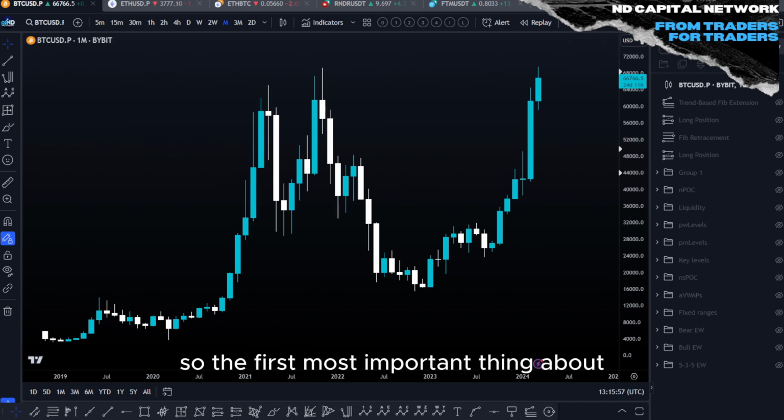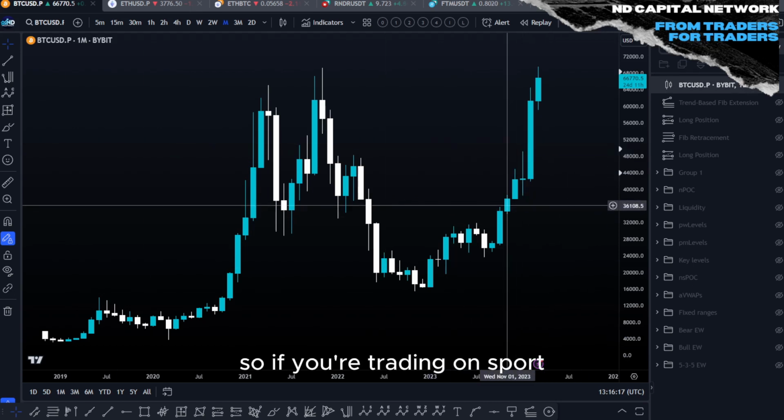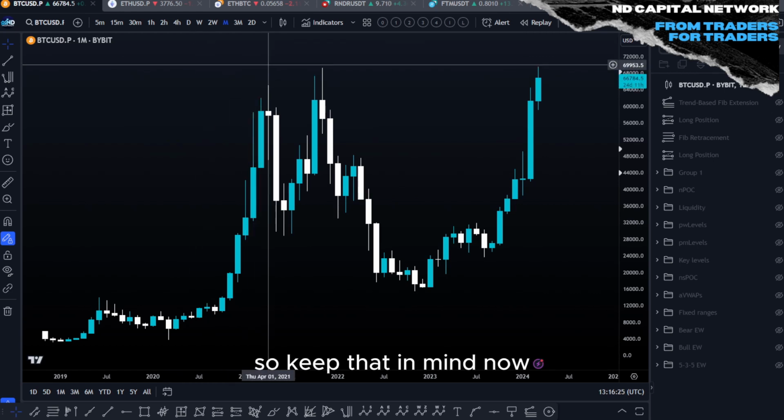The first most important thing about the bull market is that there's a lot of volatility, especially on altcoins. You can see on a daily basis 10, 15, 20, 30% moves just day-to-day. So the most important aspect of a bull market is actually volatility. If you're trading on spot, just be careful to not get caught off guard. So keep that in mind.